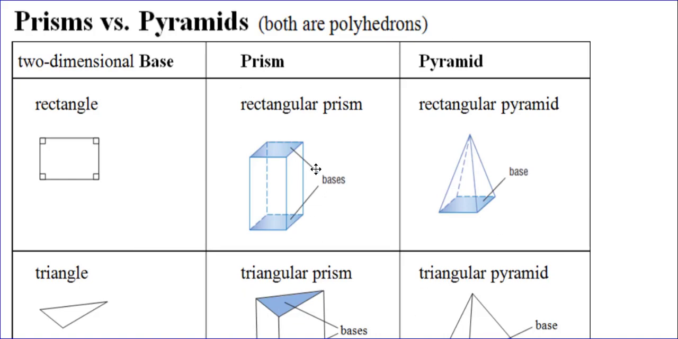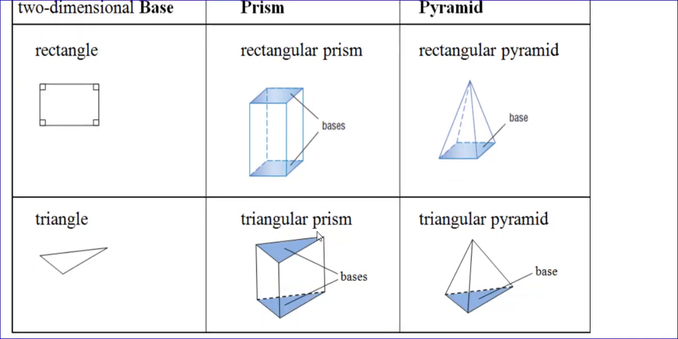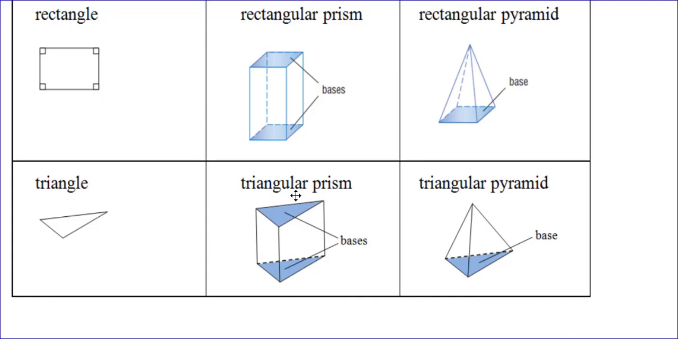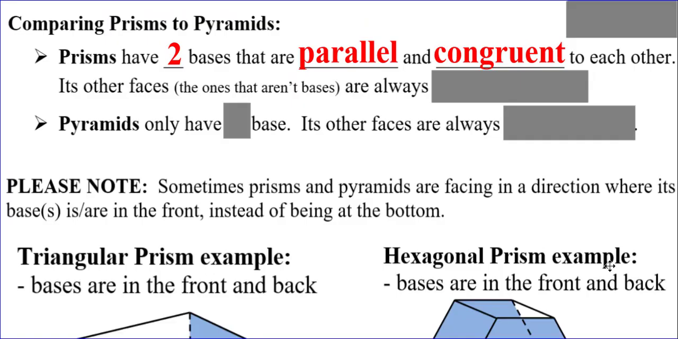Let me show you what I mean. With the rectangular prism, those two rectangles will always be parallel to each other and congruent to each other. The word congruent means the exact same size. With the triangular prism, same thing. They have two triangles that are parallel and congruent to each other. This will always be the case with any type of prism.